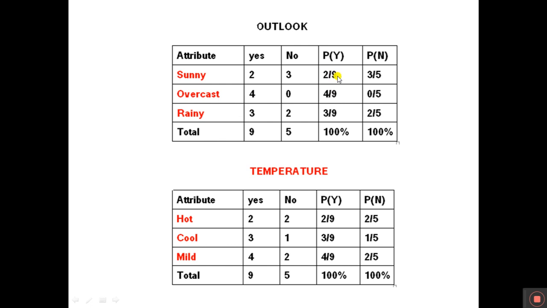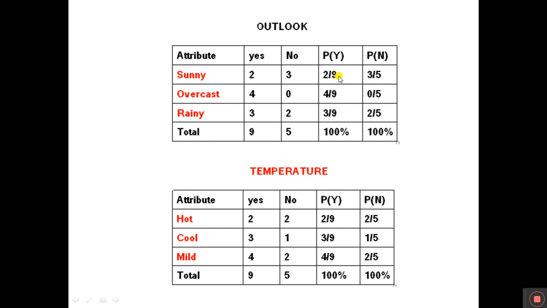So the probability of yes is for sunny 2 divided by 9. What is 9? 9 represent total yes values, total number of yes values here. Similar way, for overcast also 4 by 9, rainy 3 by 9. So if I calculate probability of no, so number of no available is 3 divided by number of total no is given 5. So for sunny 3 by 5, overcast 0 by 5, rainy 2 by 5.